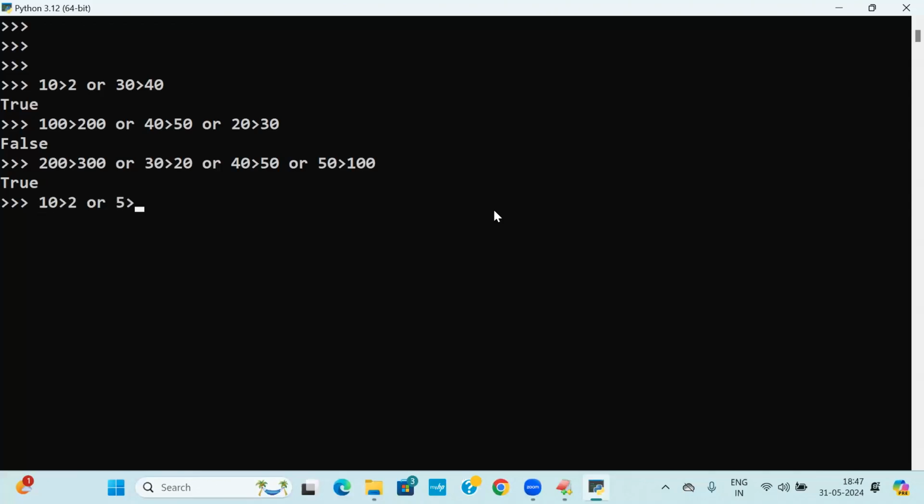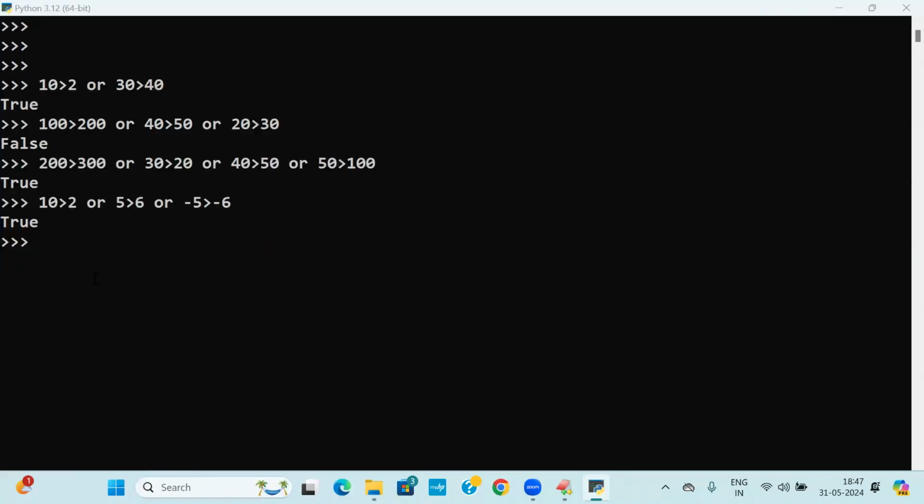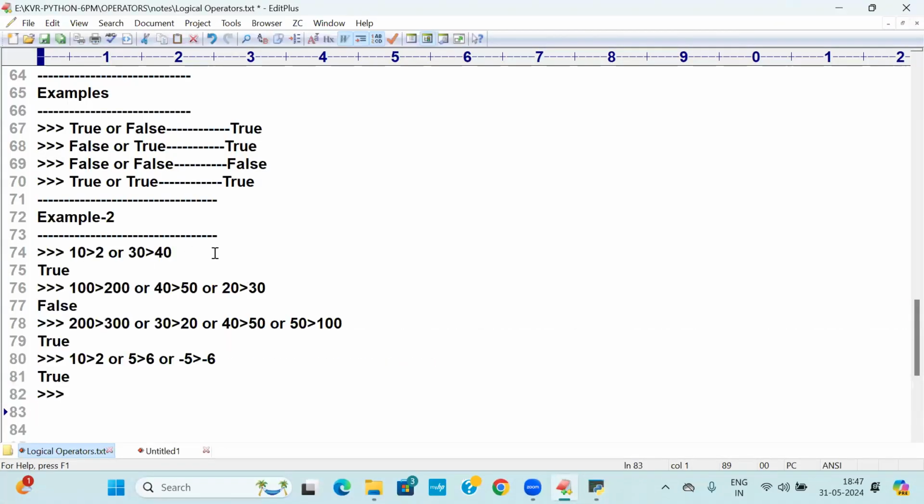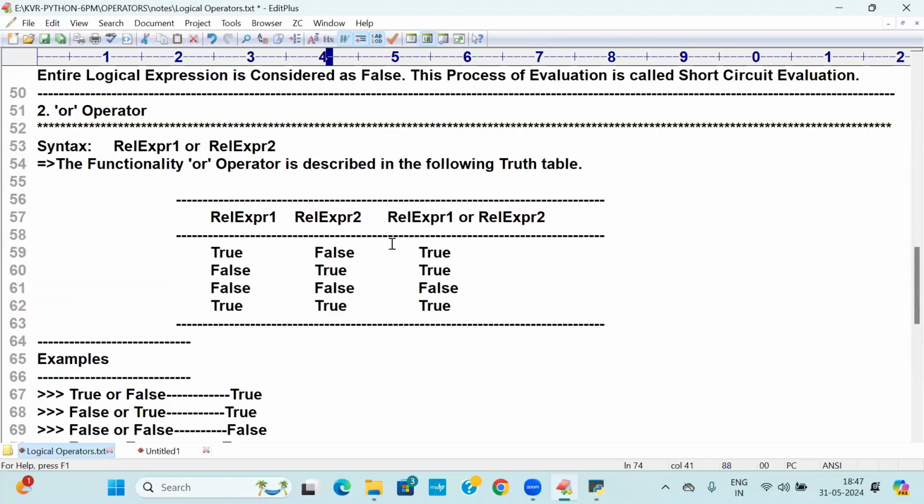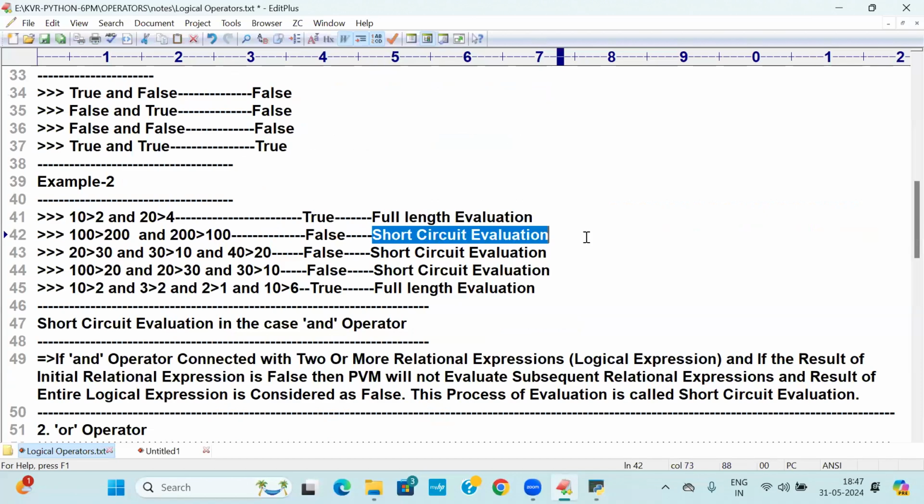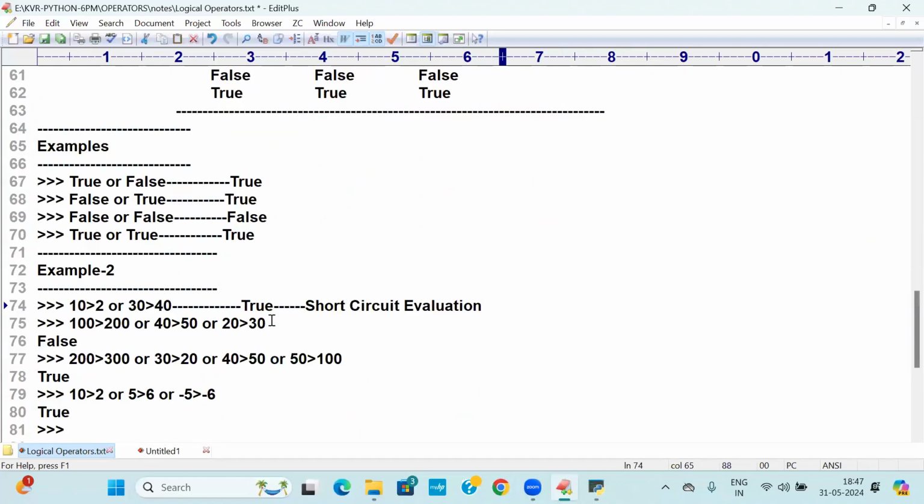Or what? 5 greater than 6. Or what? Minus 5 greater than minus 6. Also called what? True. Short circuit evaluation only. Right? Now I am writing here. Come on. Say this answer, students. What is this now? Which evaluation? Okay. Short circuit evaluation. Okay. Next, second one, please.